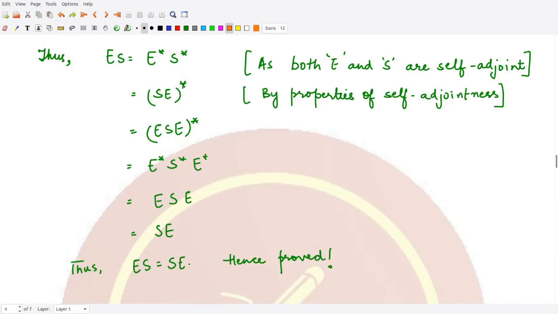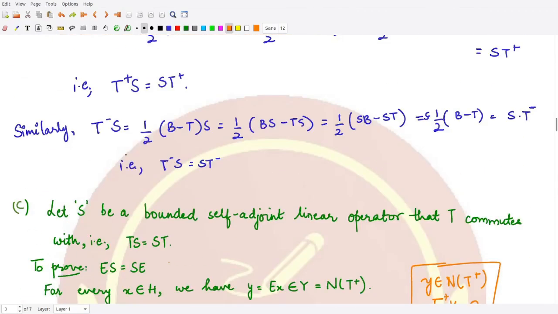So now you could again open up this star in the reverse order, so it is E star, S star and E star. And what is E star? That is E only. S star, that is S only. E star, that is E only. Why? Because they are self-adjoint in nature. And what is E S E? Your E S E is nothing but S E. So from here you see, you started with E S and landed at S E. So that means they commute. Both E and S commute with each other. And this is what we wanted to prove here in the C part.